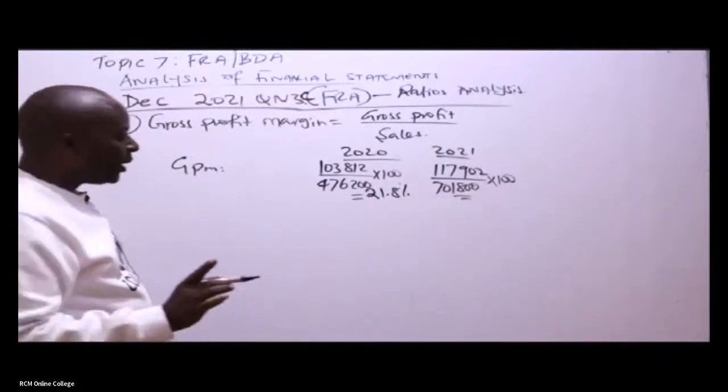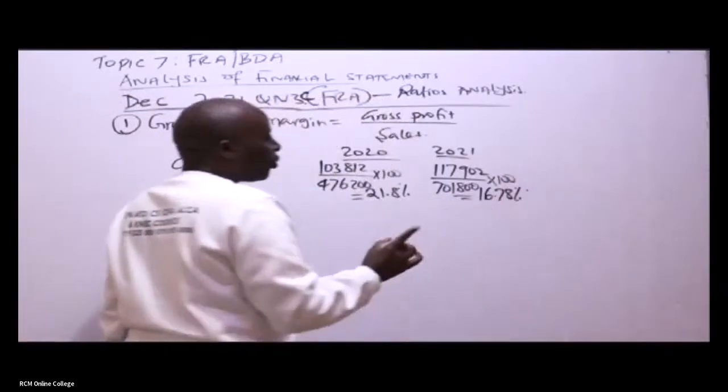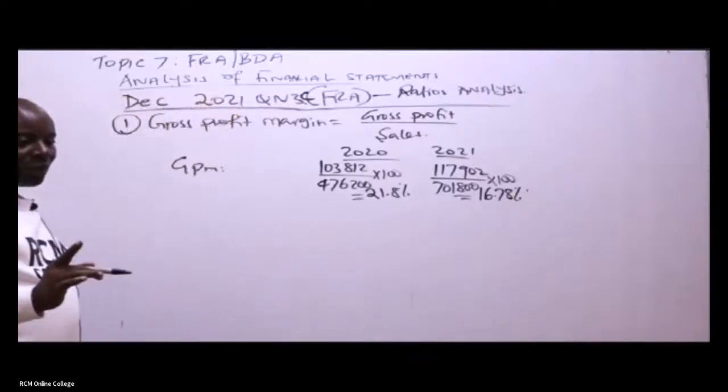Pius is giving me a figure of 16.78%. Thank you so much. That's gross profit margin.